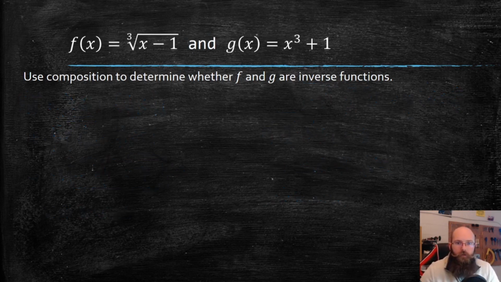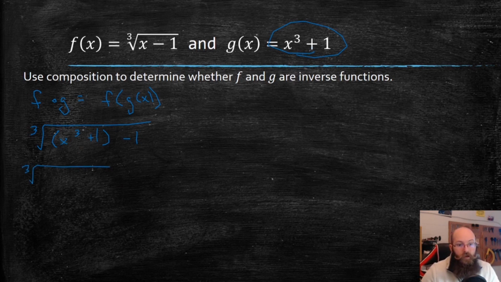All right, here we are using compositions again. Let's do this: f composed of g. Well, it means I'm taking my f and putting g of x into it. So my f function says to take the cubed root of my input minus 1. Well, what's my input? All of g of x, which is this whole thing, x cubed plus 1. Let's simplify first. So cubed root of, well, what's x cubed plus 1 minus 1? Well, that's just x cubed. Well, what's the cubed root of x cubed? Well, x. Sweet. That one works, but we have to check out our other one.